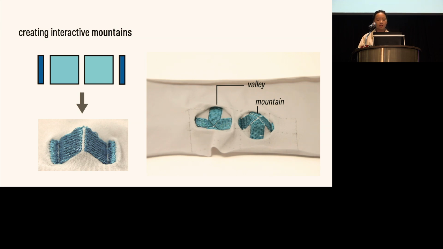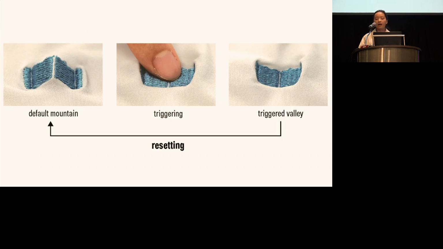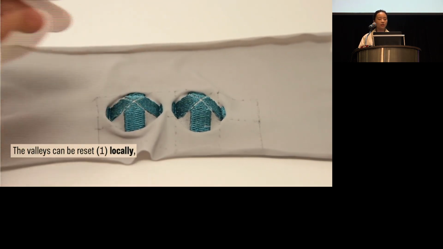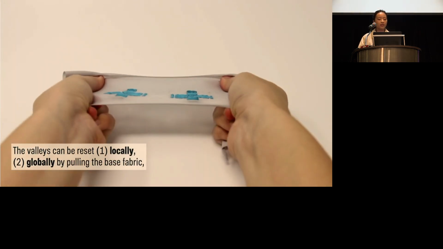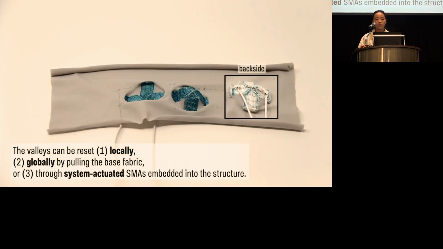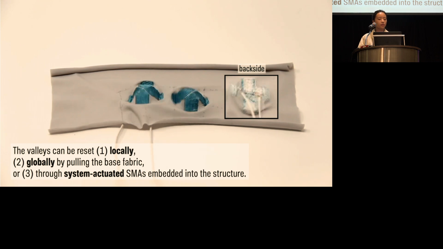Now, after being triggered, Embrogami structures need to be reset to their default mountain states to prepare for the next iteration. We present three different resetting strategies to offer flexibility when designing user interactions with Embrogami. The valleys can be reset locally, globally through pulling the base fabric, which reverts the structures to their default mountain states, or through embedding and actuating very thin and lightweight SMA to enable digital control.